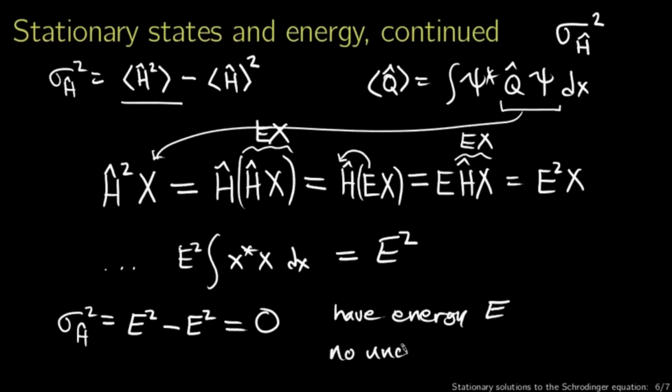Stationary states like this that solve the time-independent Schrödinger equation have energy given by the separation constant E and no uncertainty in energy. They essentially have exactly E amount of energy. What exactly does that mean? Well, we'll talk about that in a moment.